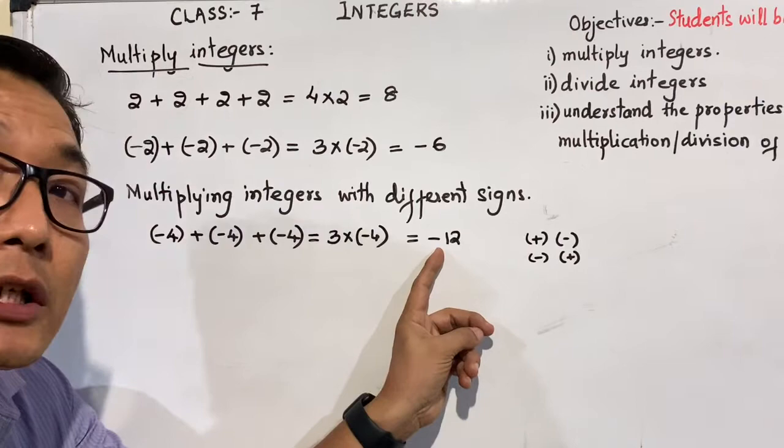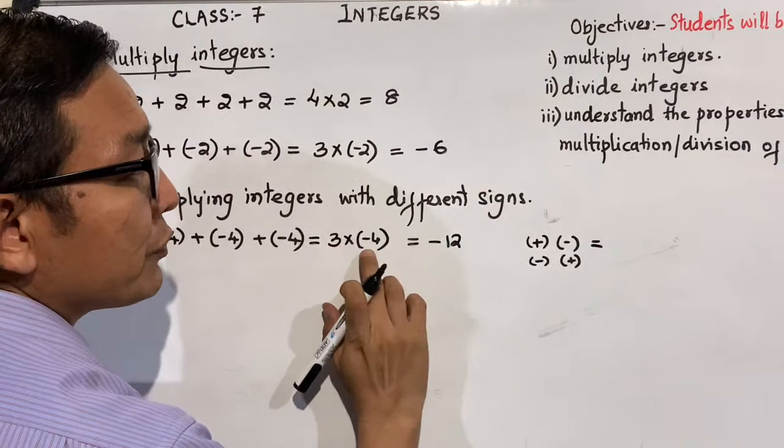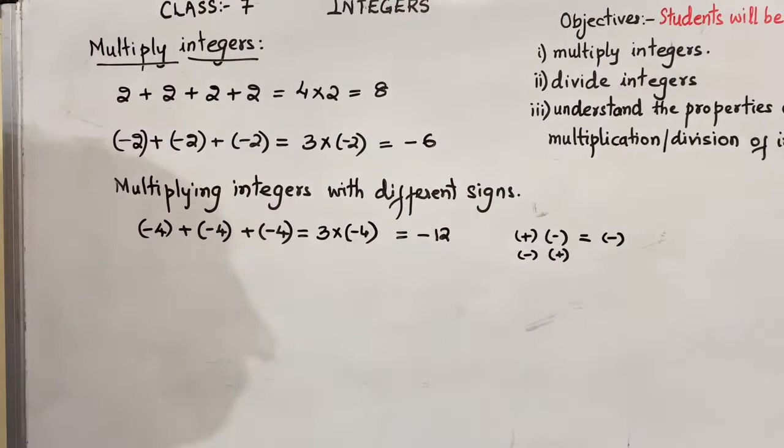When you multiply positive and negative integers, then the product will always be a negative.